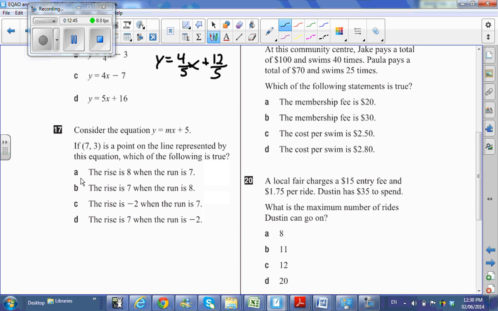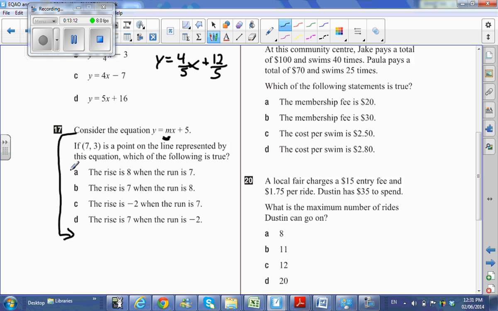Consider the equation y equals mx plus 5. If (7, 3) is a point on the line, which of the following is true? So they're saying the rise is 8, the run is 7, rise is 7, run is 8. So we're basically looking for what the slope is. Okay. So we're going to actually plug in, because remember m represents the slope. So we're going to plug in (7, 3), because you've had to do this in the past. Find the equation of a line given maybe the y-intercept, and then they give you a point.